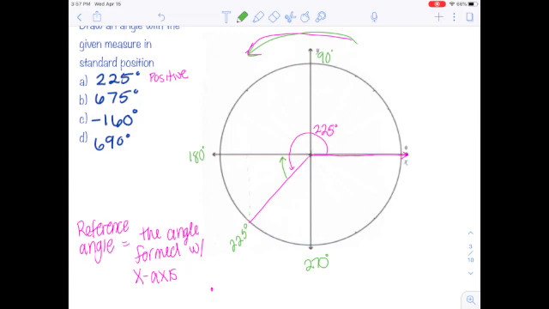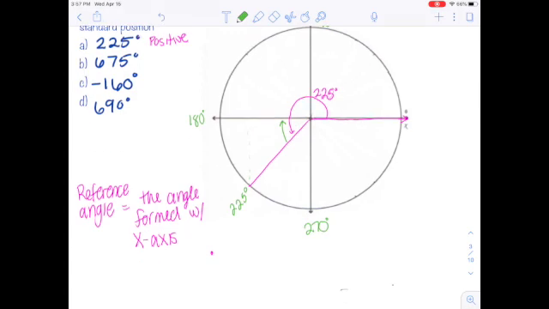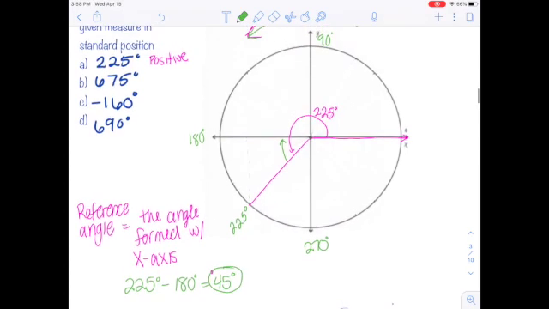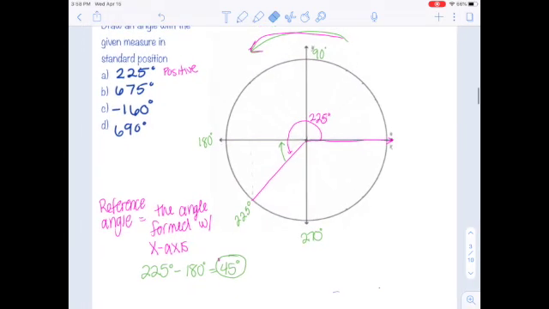Well, if this guy's 225 degrees and we subtract the 180 degrees, that's your difference. 225 degrees minus 180 gives you a reference angle of 45 degrees. All right. Let's go and do part B now. Let me erase all that.